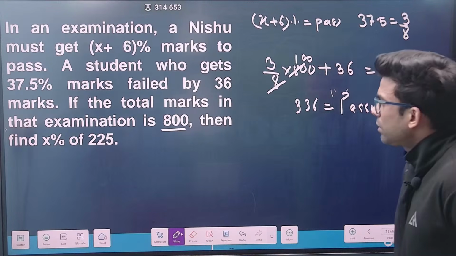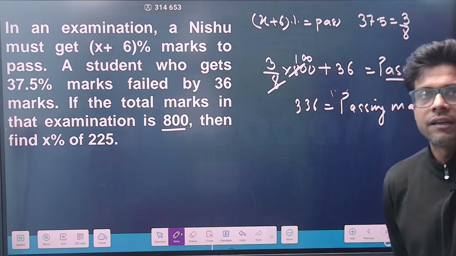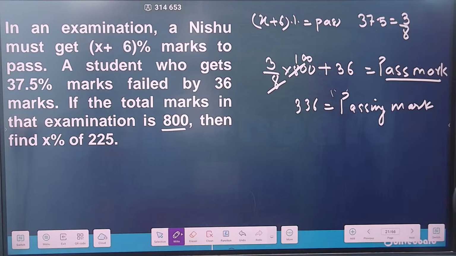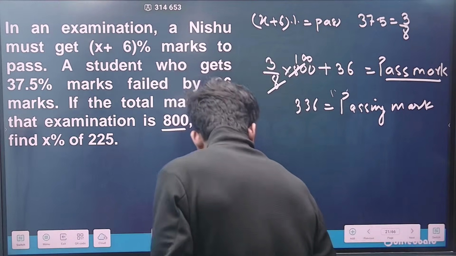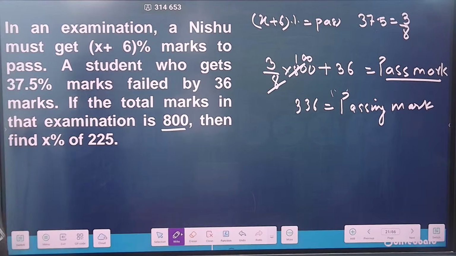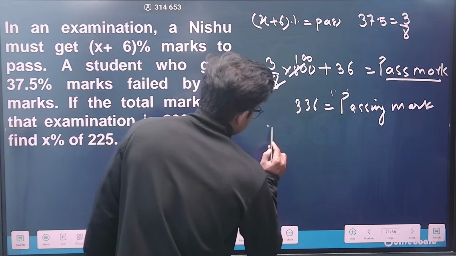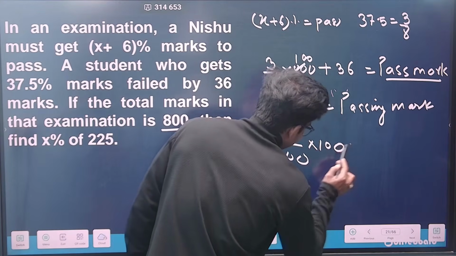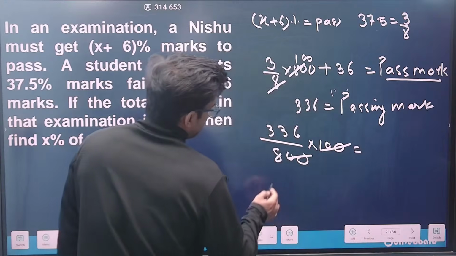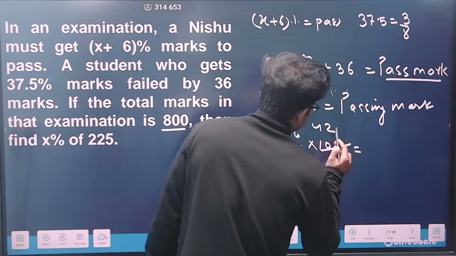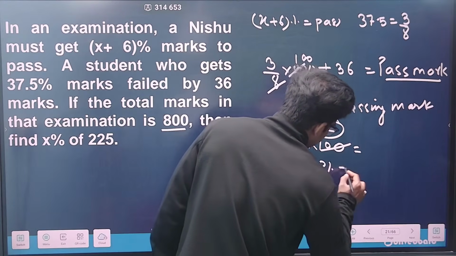Okay. Now if the total marks in the examination is 800, then find X percent of Y. Can you just figure it out? What is the passing percentage? 336 divided by 800 multiplied by 100 is the passing percentage. 8, how many times? 4 times, na? 4 times and 2 times, which is 42. So the passing percentage is nothing but 42.